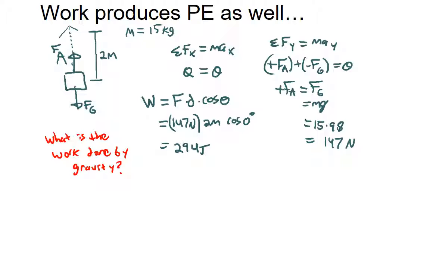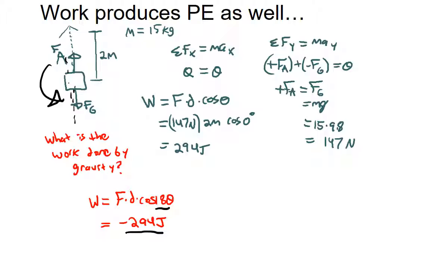So the question is, what is the work done by gravity? Gravity is pointing downwards and the displacement is upwards, so the angle between those is 180 degrees. So negative 294 joules of work done by gravity, right?